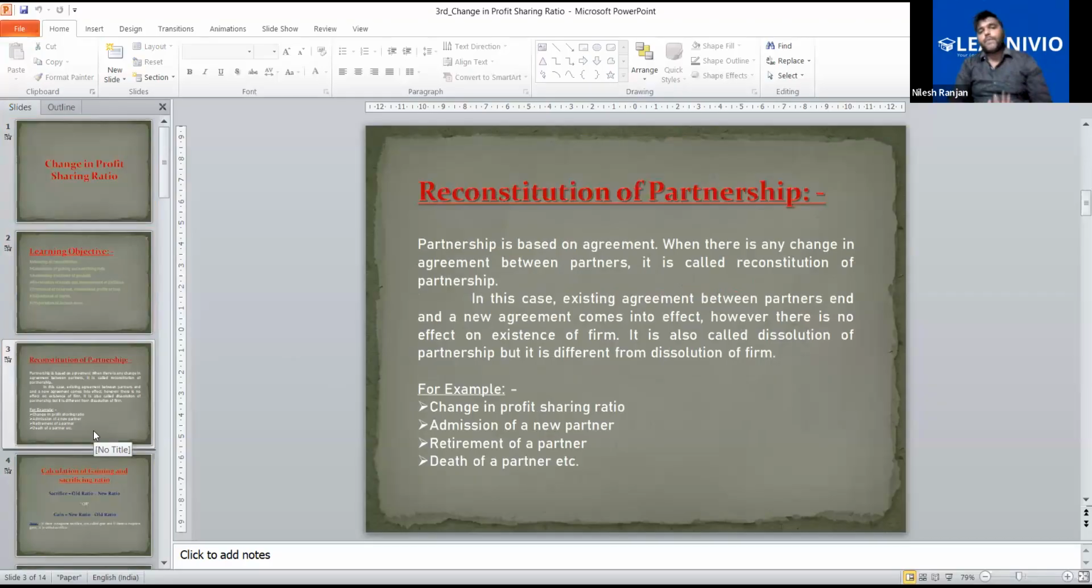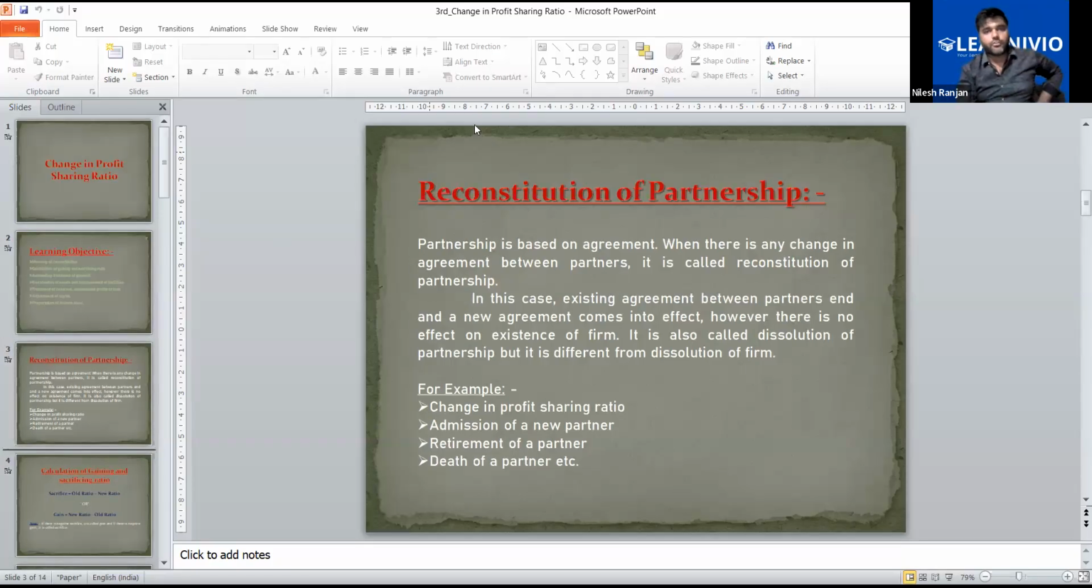Reconstitution is based on partnership is based on agreement. When there is any change in agreement between partners, it is called reconstitution of partnership. In this case, the existing agreement between partners ends and a new agreement comes into effect. However, there is no effect on existence of the firm. It is also called dissolution of partnership, but it is different from dissolution of firm. Now, what does it mean?